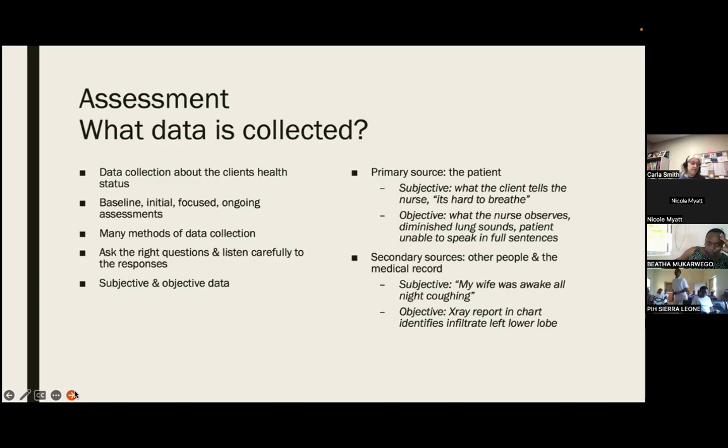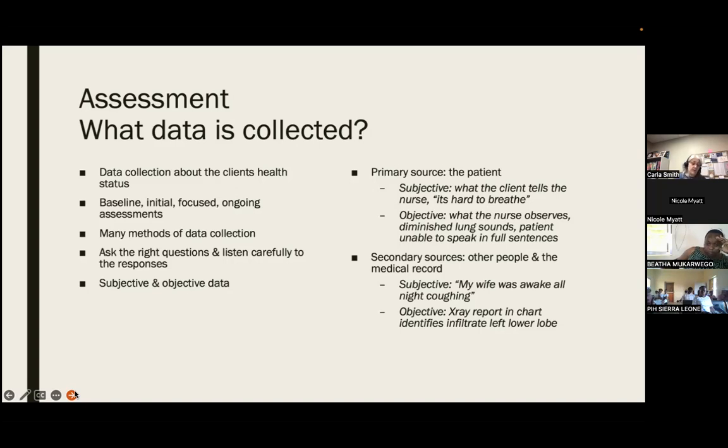To collect data effectively, we have to ask the right questions. That's very important, and we need to listen very carefully to the patient's responses and have those excellent assessment skills. As nurses, we collect both subjective and objective data from primary and secondary sources. Primary subjective data is obtained directly from the client, and it includes the client's feelings or their perceptions and their descriptions of the health concern.